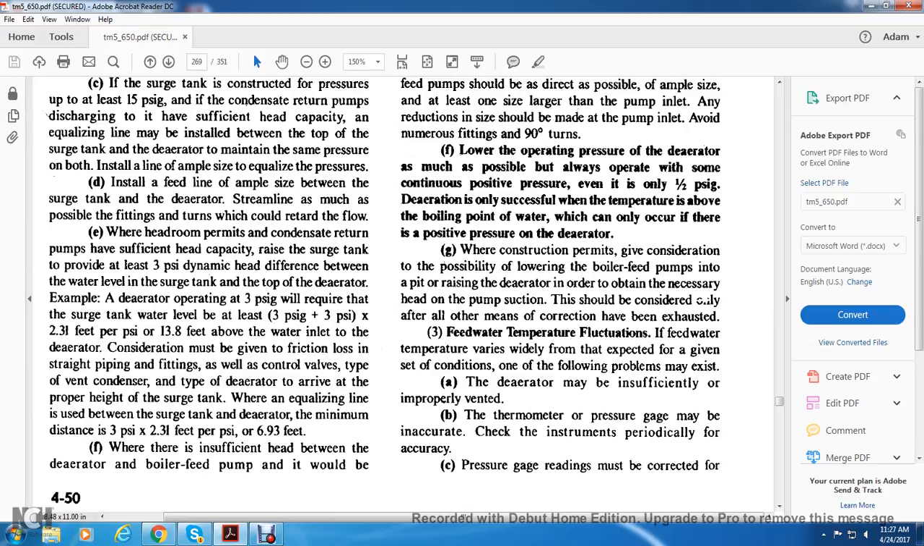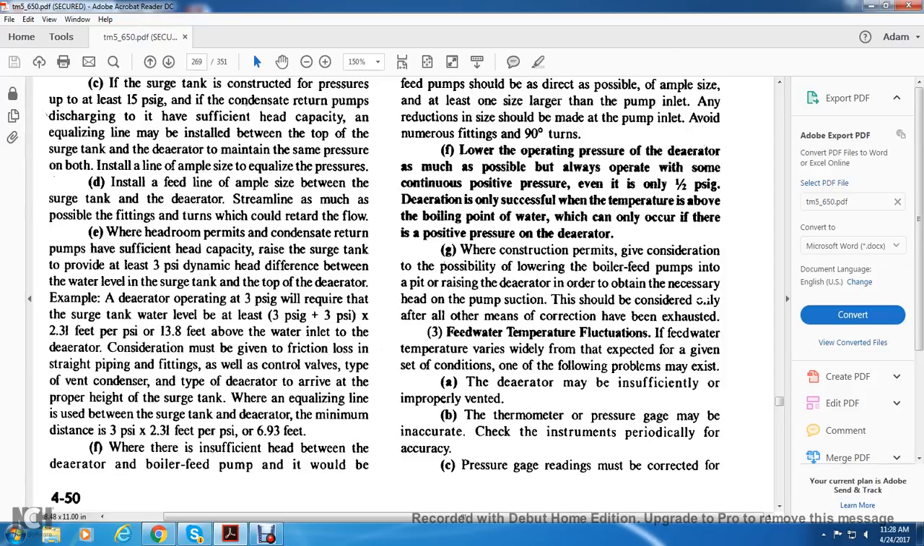5. Lower operating pressure. The deaerator must be allowed to operate with some continuous positive pressure, eventually only 1/2 psi gauge. Only 1/2 psi gauge. Deaeration is only successful if the temperature is above the boiling point of water at the pressure, which can only occur if there is a positive pressure in the deaerator.